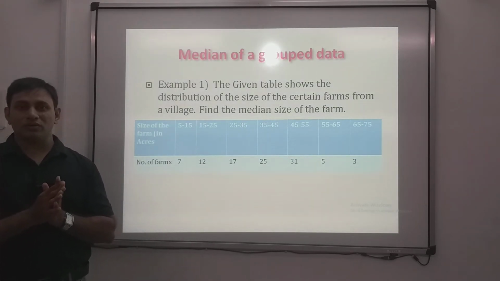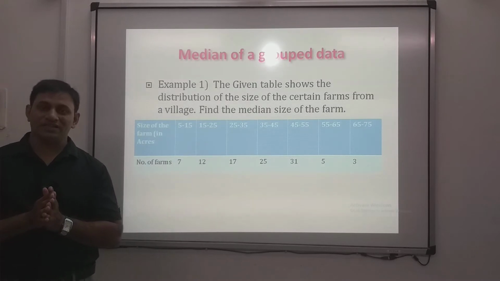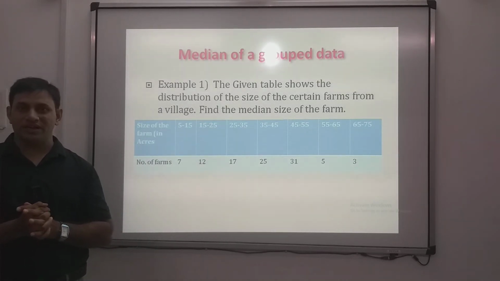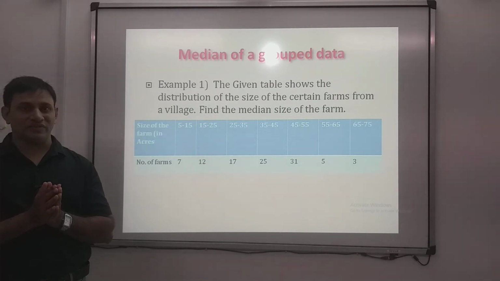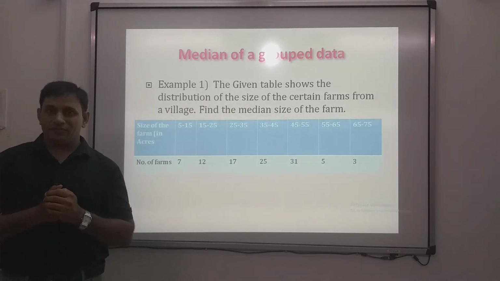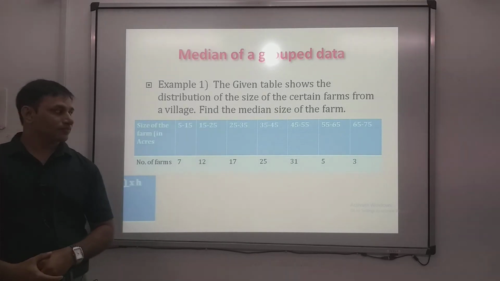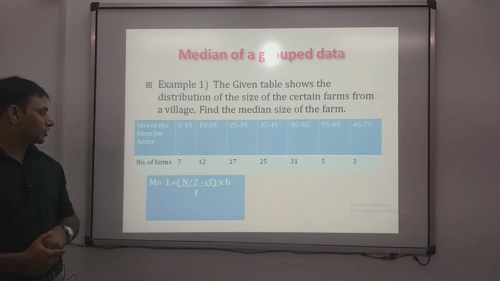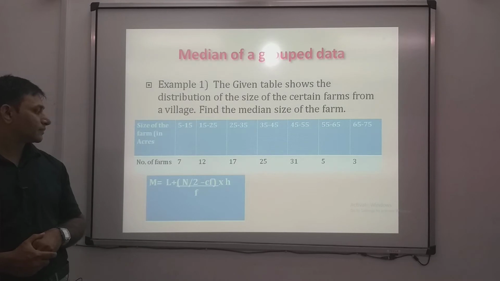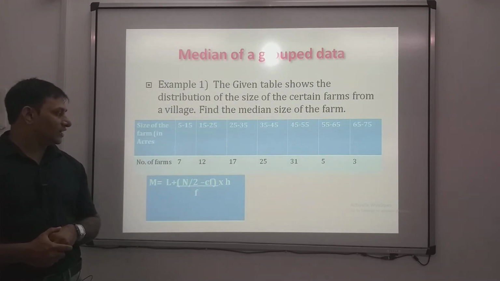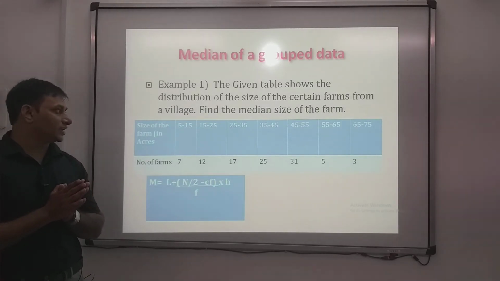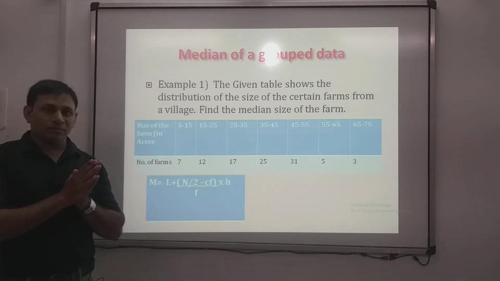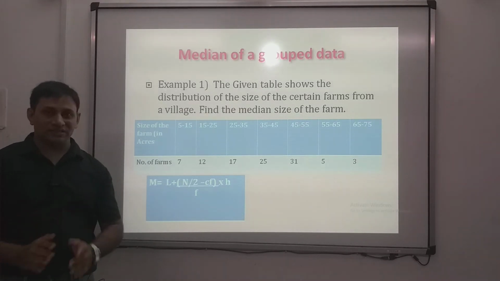Students, here for grouped data, the formula is M is equal to L plus (N by 2 minus CF) upon F into H. What is L, what is CF and what is F, we will see over here. Let me show you the formula over here. M is equal to L plus (N by 2 minus CF) upon F into H. Now what is L over here? As we are talking about the median, L is the lower limit of the median class.